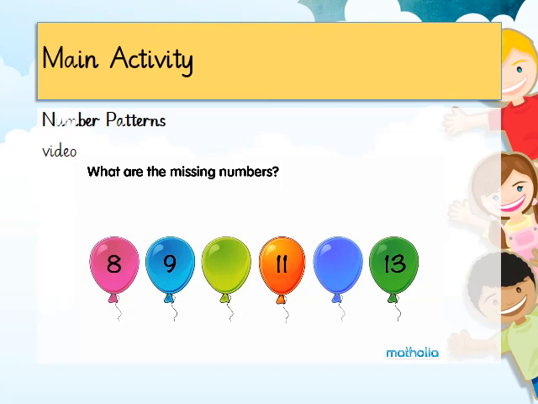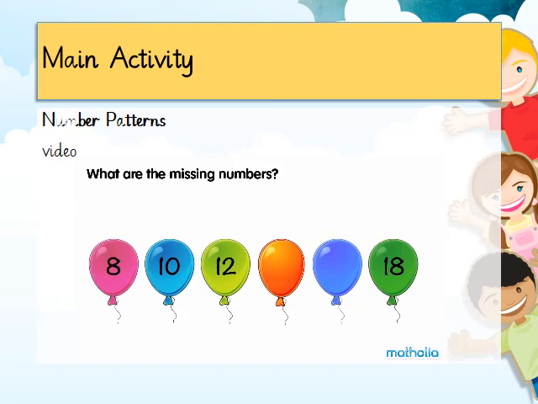What are the missing numbers? 8 plus 1 is 9. 9 plus 1 is 10. 10 plus 1 is 11. 11 plus 1 is 12. In each step, the numbers go up by 1. The missing numbers are 10 and 12.